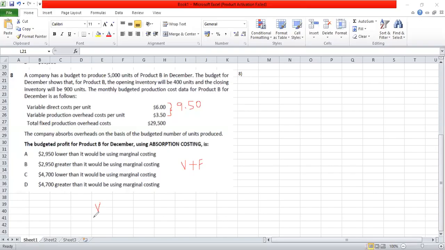So fixed cost is how much? 29,500. How much is that per unit is what first has to be understood. We have to calculate the per unit fixed overhead cost, which has to be charged to each of these units. So 29,500 is incurred for the production of how many units? For the production of 5,000. So let's first calculate what is fixed production overhead cost per unit.